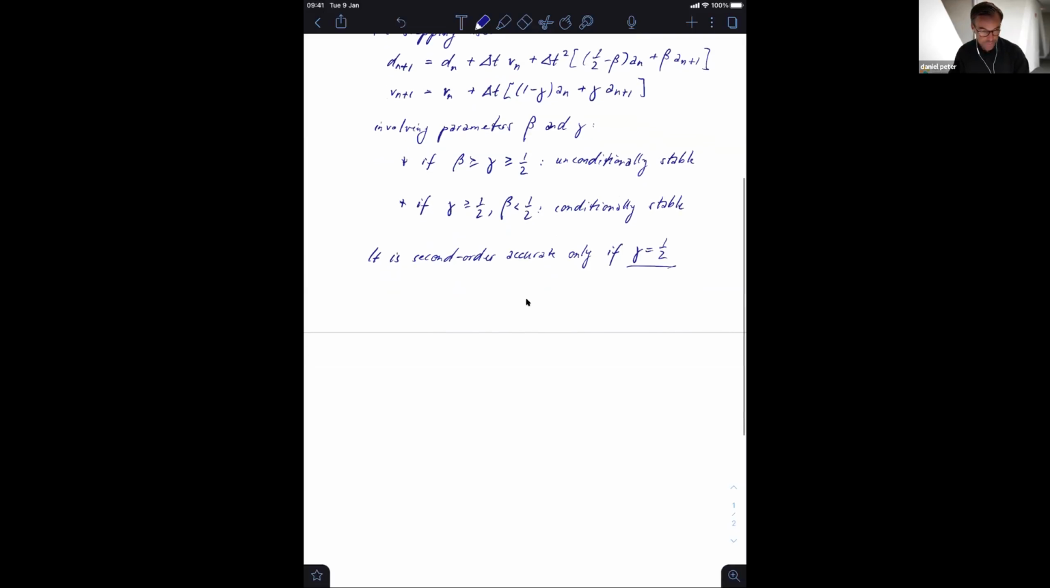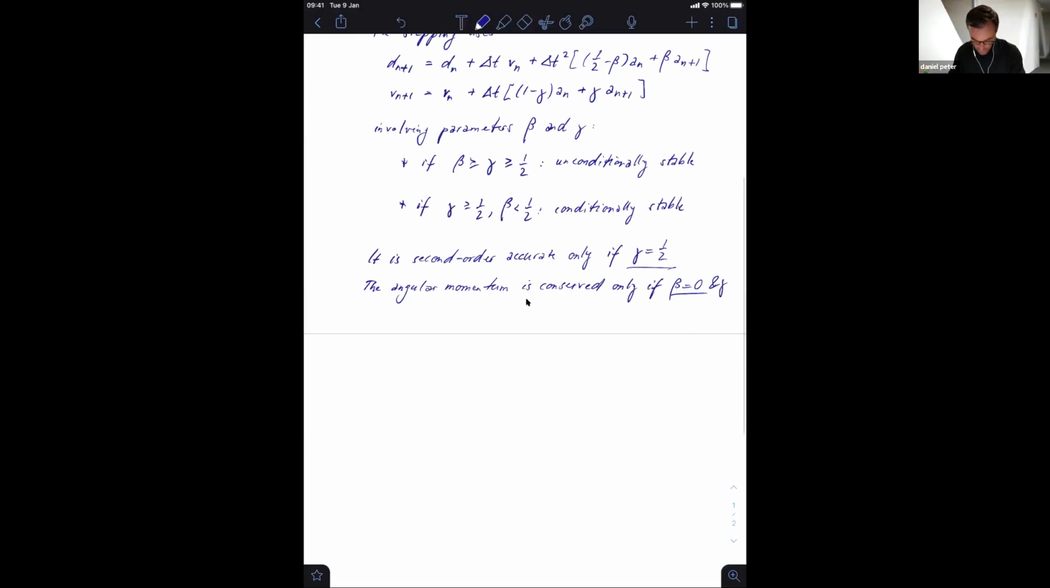And then the second property of that scheme is that the angular momentum is conserved, but only if we choose beta to be 0 and gamma to be 1/2.